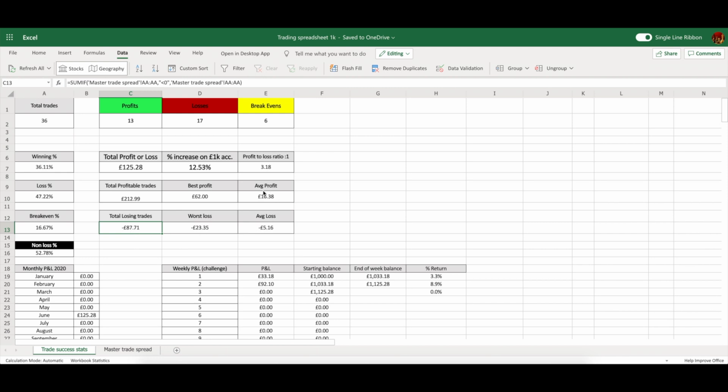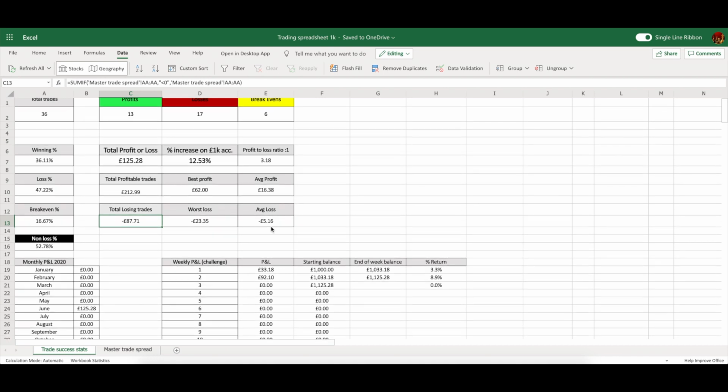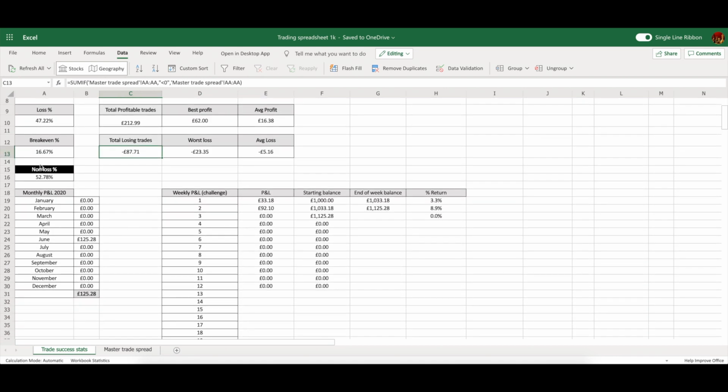Aside from here, the average profit and the average loss is always good to know, but it's not mandatory. The non-loss stat I do feel is important for me, mainly because it's good to know how often I'm not losing, because half the battle is not blowing up your account. And if I'm not losing for over half of the time, then that's positive. Here's the monthly P&L for 2020.